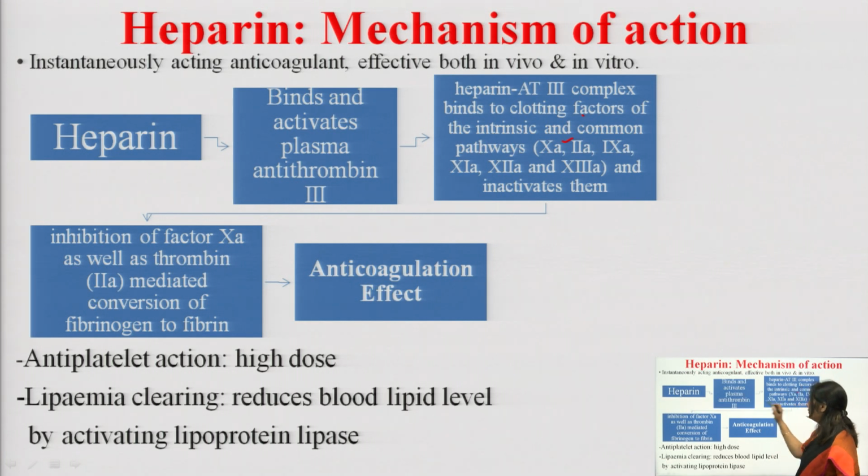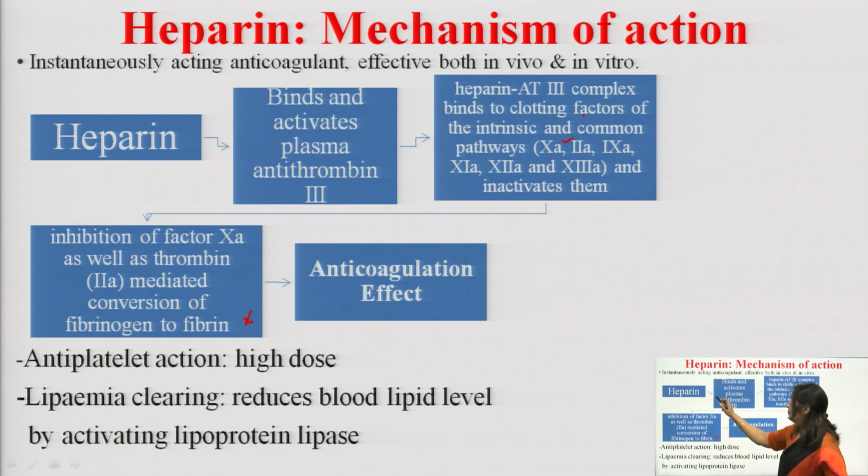So, what will it result in? It will result in the inhibition of factor 10 as well as thrombin, and thus it will inhibit conversion of fibrinogen to fibrin. So, fibrin will not form, then there will be no clot. Thus heparin produces anticoagulant action.